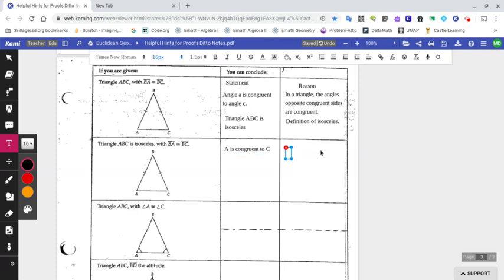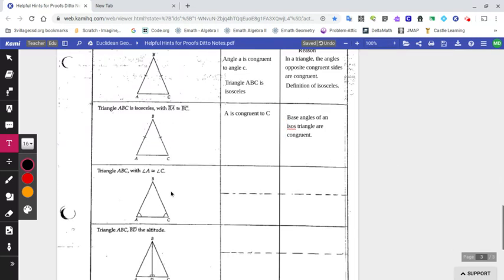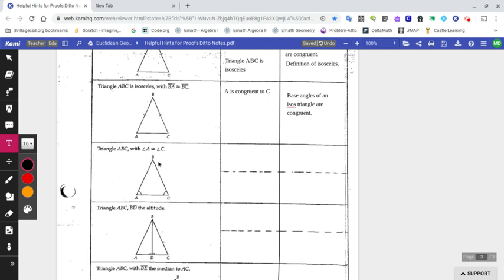Because now, since we've been told that the triangle is isosceles, I can use the fact that it's isosceles in my reason. So I'm going to say base angles of an isosceles triangle are congruent. All right, so that's what I can say there. Now for triangle ABC, for this one, now that we're given the other piece of information, we're given that the angles are congruent to each other.